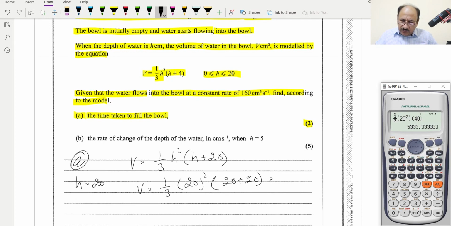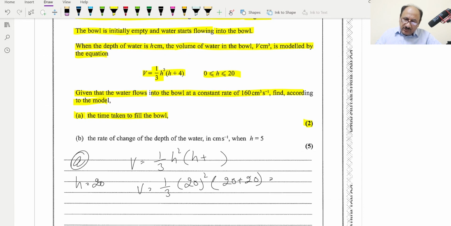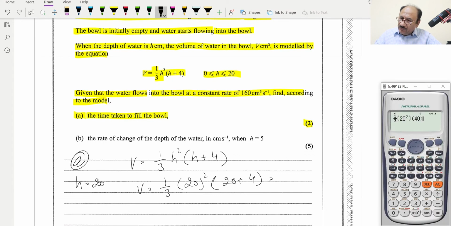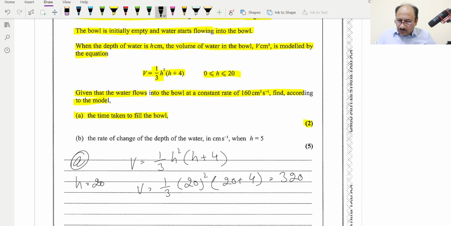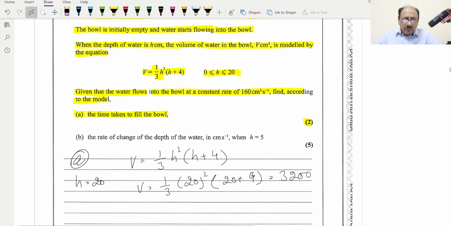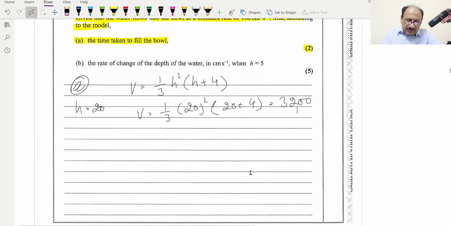We have made some mistake. Basically this should not be h plus 20, it is h plus 4. This is the mistake, so this will be h plus 4. Now we will be rectifying. 20 plus 4 will be 24, and we will get 3200, and this will be the volume.